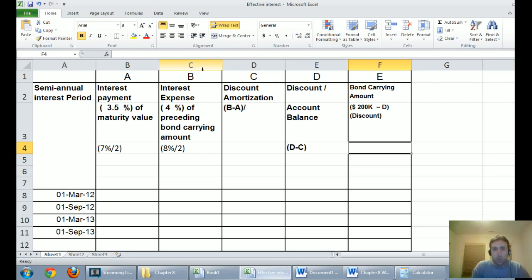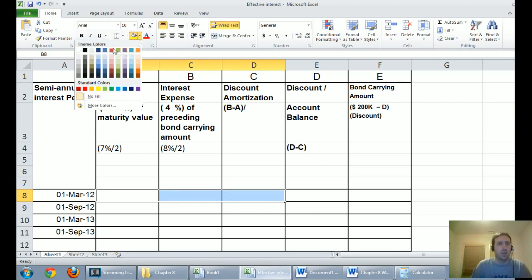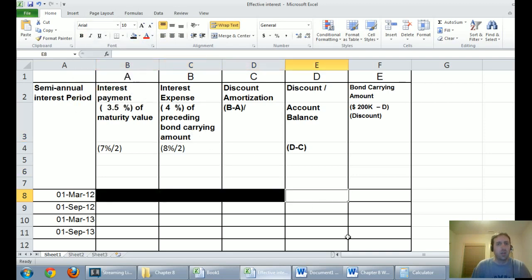All right, we're ready to start filling this in. Once you've set this up, it's actually very easy and very mechanical to fill out the chart. March 1st is our first date, and it's the day we issue the bond. I don't make an interest payment on that day. If I borrow money, I don't start paying back on day 1. We're going to wait 6 months to make an interest payment. So there's no interest payment, interest expense, or discount amortization on day 1. I'm just going to black those out because we don't use those.